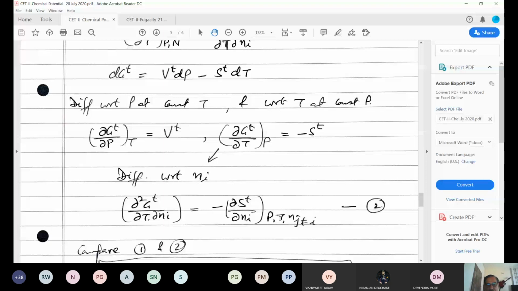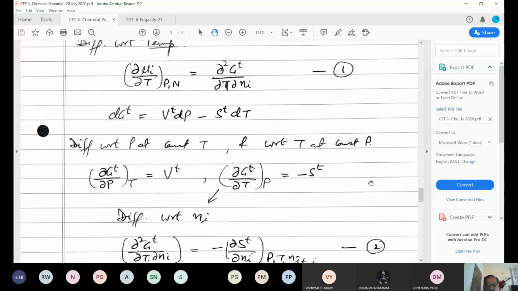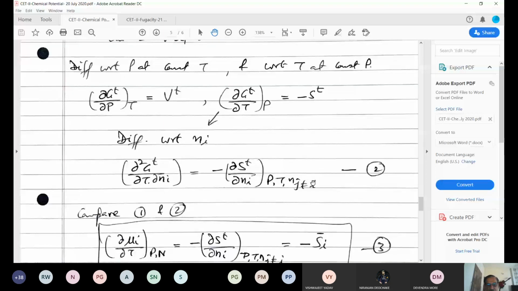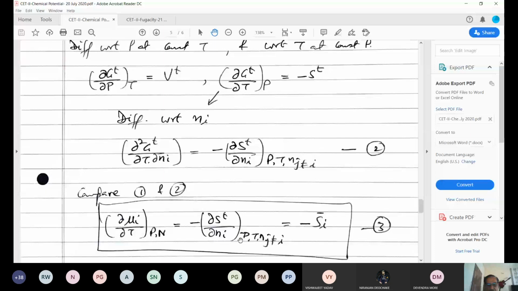Right? So if you compare equation 1 and equation 2, this left hand side and this right hand side is same. So what we'll get is ∂μi/∂T at constant pressure and n is equal to minus ∂ST/∂ni at constant pressure, temperature, nj, j is not equal to i. And what is this thing? By definition, this is partial molar entropy, Si bar. So this is partial molar entropy of component i.